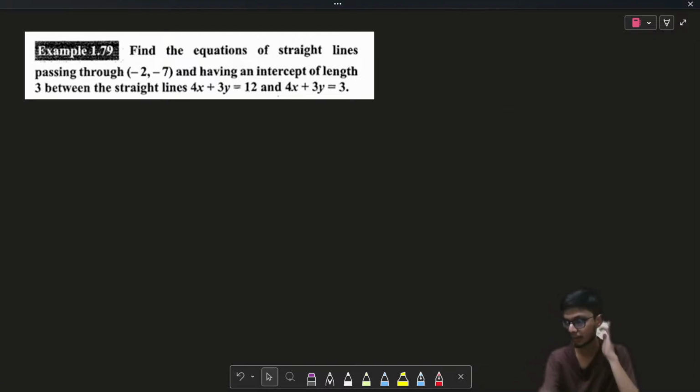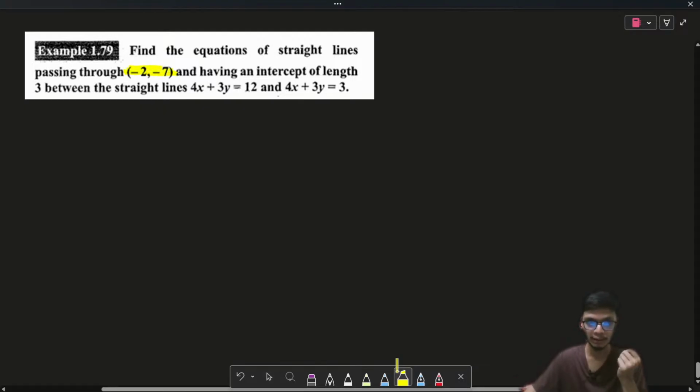So again, a pretty straightforward problem, I know, but for someone it might look a bit difficult as well. If I read through the problem, the question mentions that I have to find the equation of the straight lines passing through the point (-2, -7) and having an intercept of length 3 between the straight lines given as this and this.